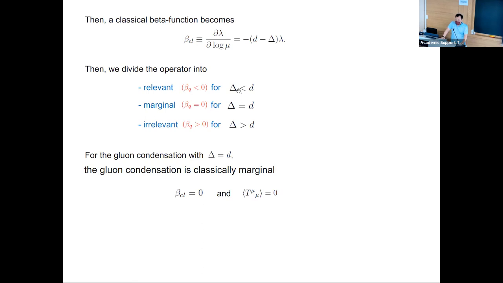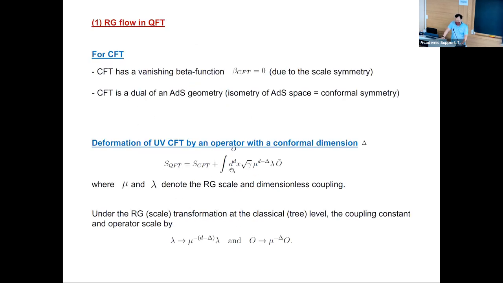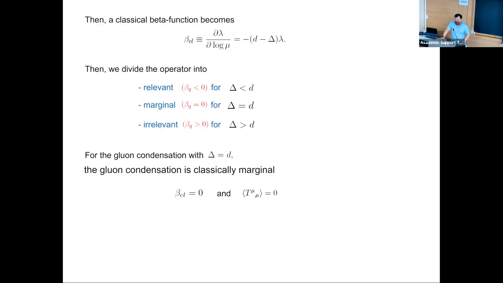So one is the relevant operator. If delta is smaller than the dimension of the space-time in which we define the field theory, so if the conformal dimension is smaller than the dimension, then we call such an operator a relevant operator. A relevant operator usually does not give any effect in the UV region, but in the IR region, a relevant operator gives rise to a significant effect on the theory. So the relevant operator changes the UV theory into a perfectly different IR theory.